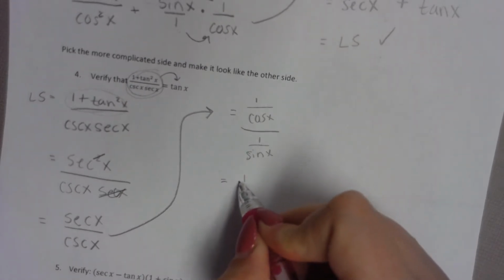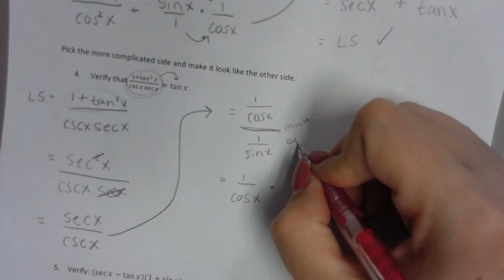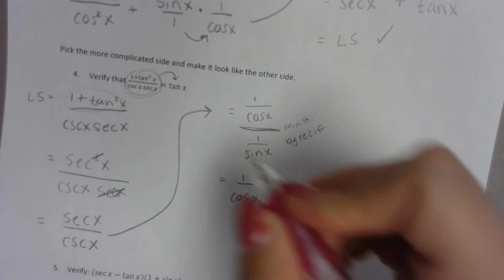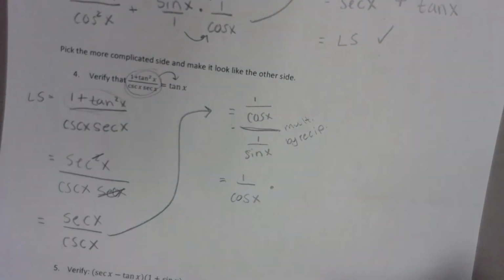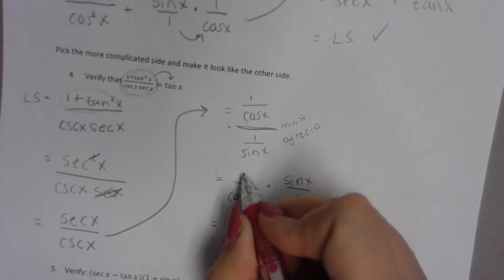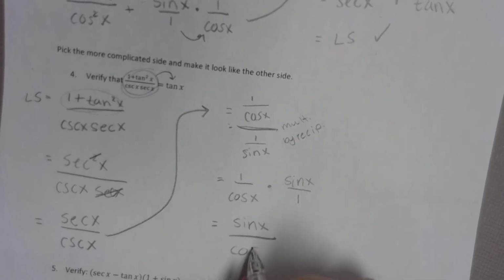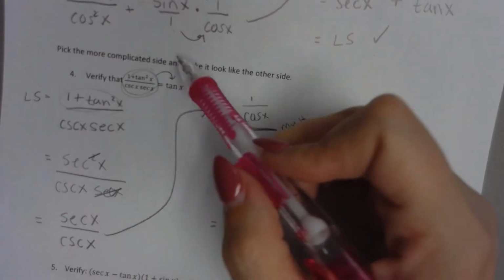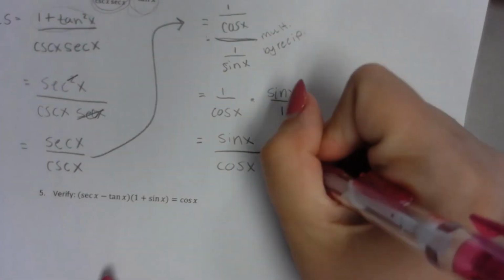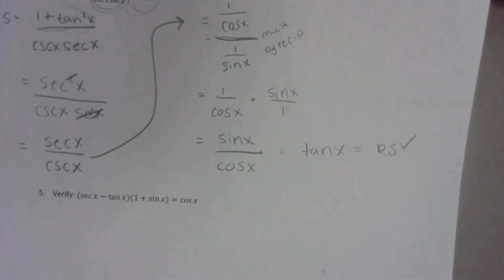So then that's 1 over cosine of x times, whenever we divide fractions, we don't divide, we say multiply by the reciprocal. So I'm going to change this to multiply instead of divide by the reciprocal, which is sine of x over 1, which then gives us 1 times sine of x is sine of x. Cosine times 1 is cosine of x. Well, let's look. I'm trying to make this tangent of x. Well, we know that sine of x over cosine of x is tangent of x, which is the right side, which means we're done.